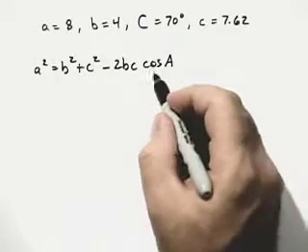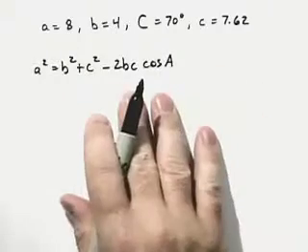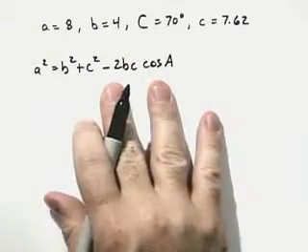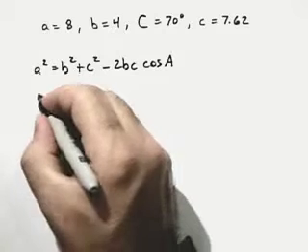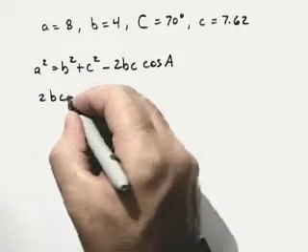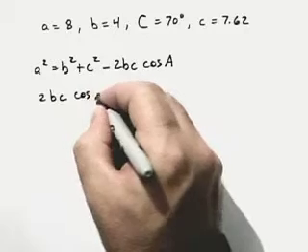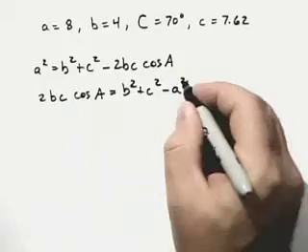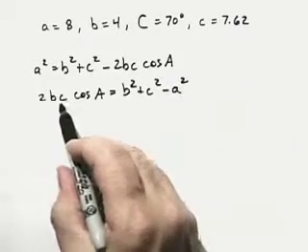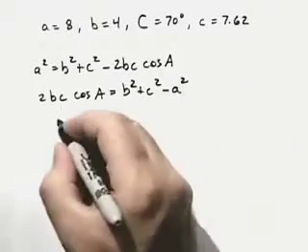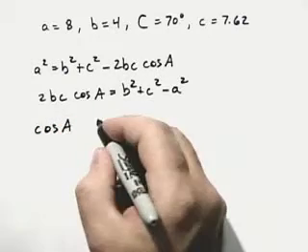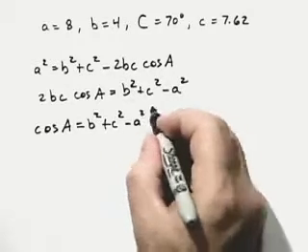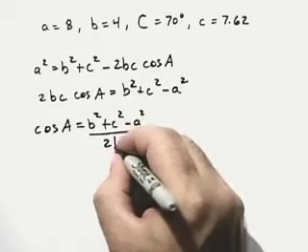And we'd like to isolate this cosine of angle A, so we're going to rearrange our terms to get the 2bc cosine A by itself. We'll get 2 times b times c times the cosine of angle A will equal b squared plus c squared minus a squared. Next, we'll divide both sides by 2bc. So we'll have cosine of angle A is equal to b squared plus c squared minus a squared divided by 2bc.